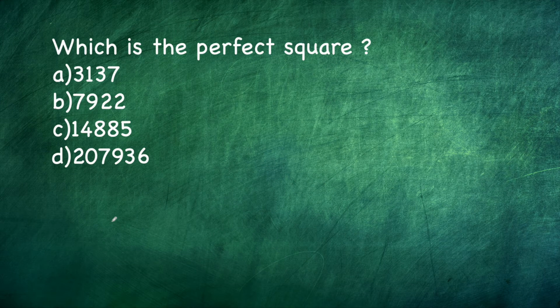Now let's see some examples to check for a perfect square. Add 3 plus 1, 4, 4 plus 3, 7, 7 plus 7, 14. So 1 plus 4, 5. So this is not a perfect square. The next one is 11. So 1 plus 1, 2. So this is also not a perfect square. The next one is 26. So 2 plus 6, 8. So this is also not a perfect square. And the next one, 18. So 1 plus 8, 9. So this is a perfect square.